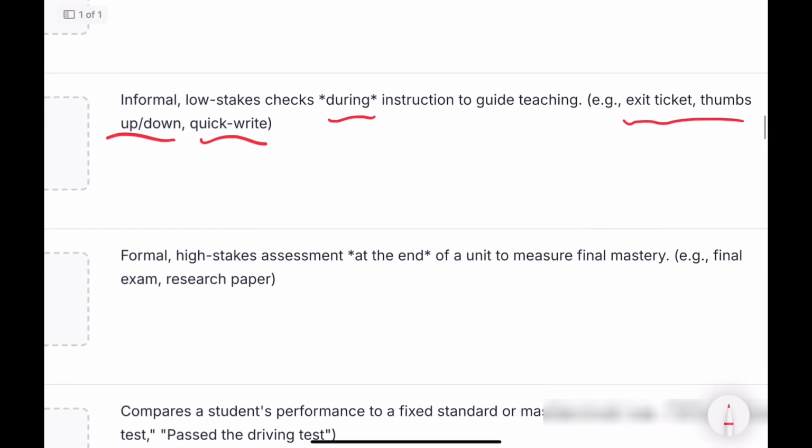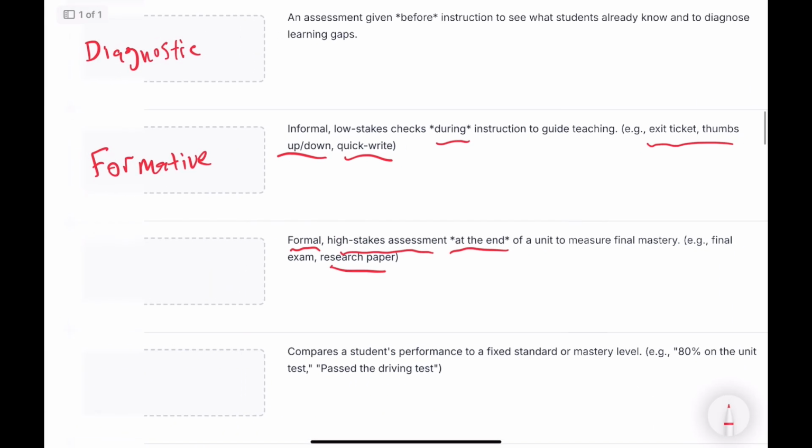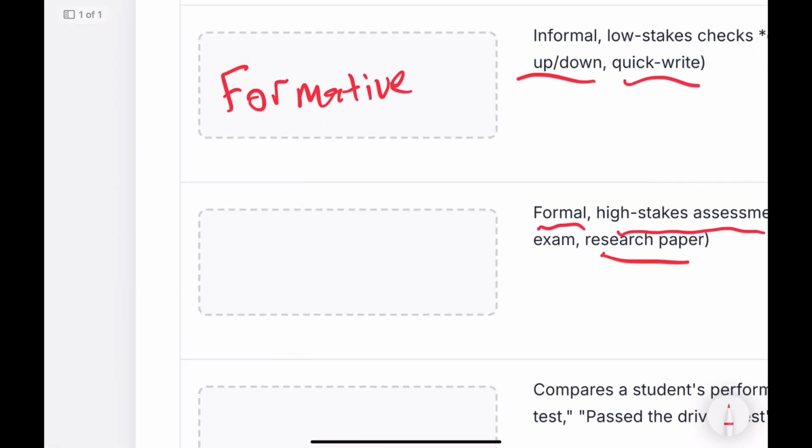Let's keep on going. Next up, our next type of assessment. This is a formal high-stakes assessment that we as teachers provide to our students at the end of a unit, chapter, or semester or year. So think here the final research paper or the final exam. So what would that be called? Those are the summative assessments.